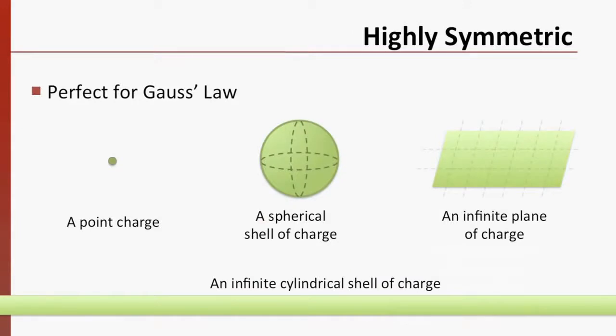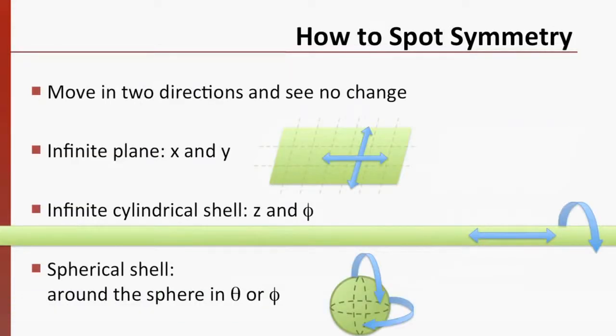These cases are ideal: a point charge, a spherical shell, an infinite sheet of charge, or an infinite cylindrical shell of charge. No doubt you've used Gauss's law in these charge distributions before. How can we describe such distributions and find others like them? All three of those have a special quality. If you move in two directions, they look exactly the same.